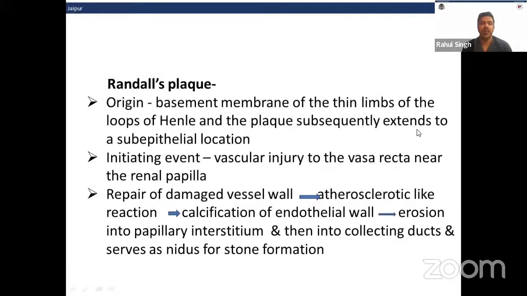One slide about Randall plaque. The origin is in the basement membrane of the thin limb of the loop of Henle, and the plaque subsequently extends to a subepithelial location. The initiating event is a vascular injury to the vasa recta near the renal papilla. Repair of damaged vessels results in an atherosclerotic-like reaction, which causes calcification of endothelial walls, ultimately erosion into the papillary interstitium, and then into the collecting ducts, which serve as a nidus for stone formation.